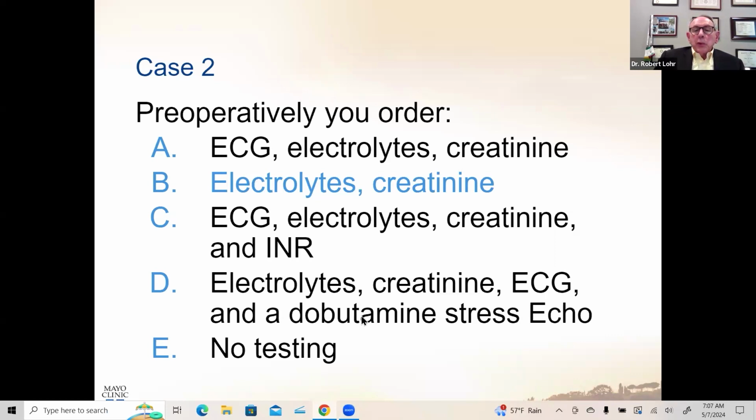You don't need a dobutamine stress echo because we feel her functional capacity is adequate, but you do need some testing. So we would do the electrolytes and the creatinine primarily because of her medicines, the lisinopril and the hydrochlorothiazide. In addition, she is old enough that you want to know her renal function ahead of time. And I didn't list it as a choice here, but you might consider adding a CBC. And the reason is that, as I mentioned, this can be a kind of a bloody operation. And a 78-year-old with underlying angina, you would want to know what the hemoglobin is ahead of time.